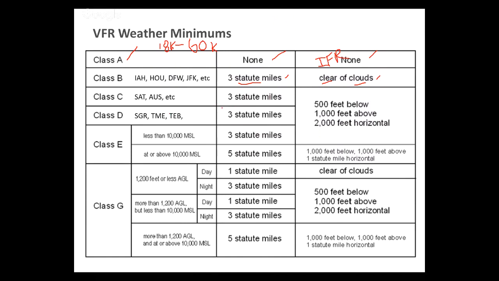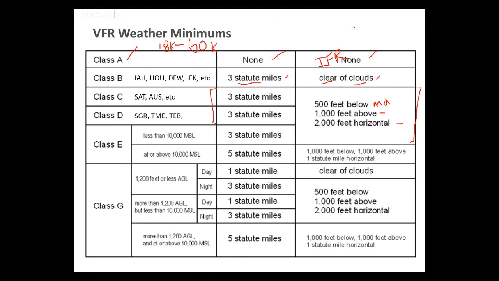Class Charlie and Class Delta have the same weather minimums. They are 3 mile visibility, and then you've got some cloud clearance requirements here. You must be 500 feet below, 1,000 feet above, 2,000 feet horizontal cloud clearance. These are, I should say, these are ands. It's not like you can just meet one of them. You must meet all of them.